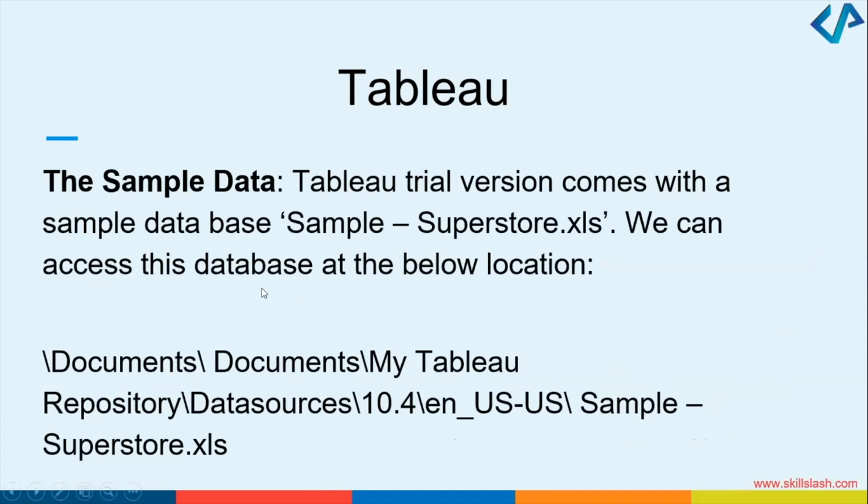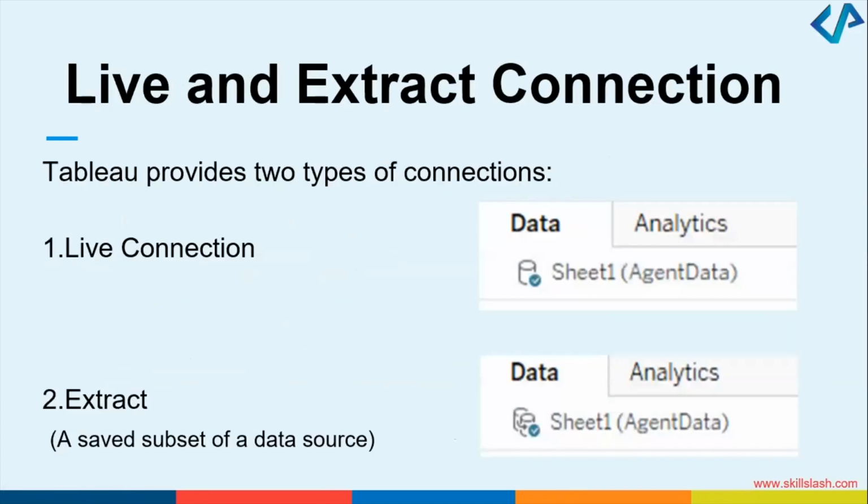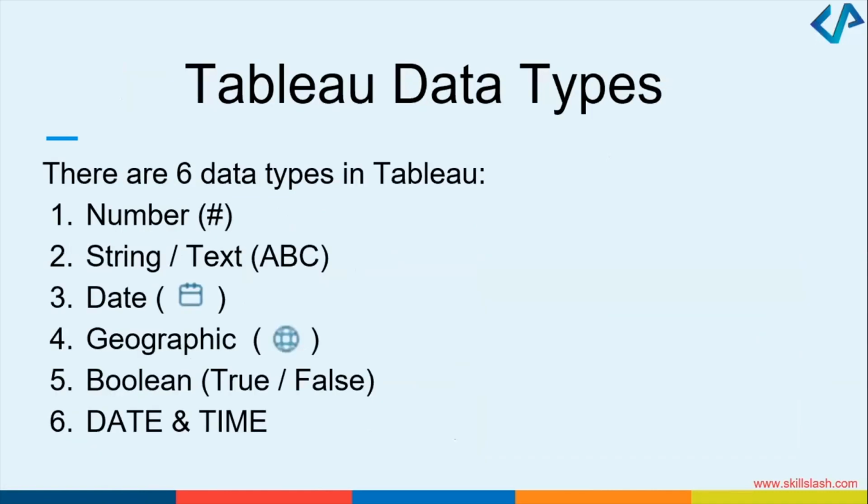So the sample data, I shared it with you yesterday, the CSV file. And this was the comparison of Excel, the live and extract data. We looked into the different types of Tableau, the 6 data types of Tableau. Now in the chat, can you give me the examples of all these different data types one by one?